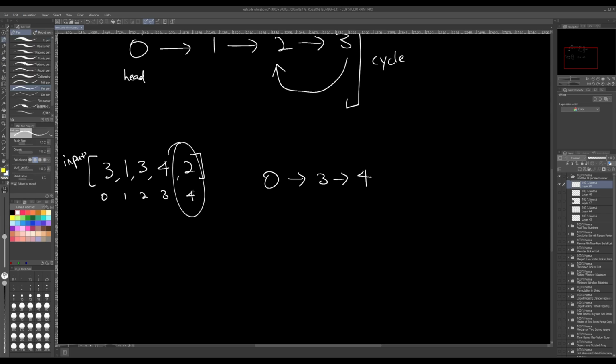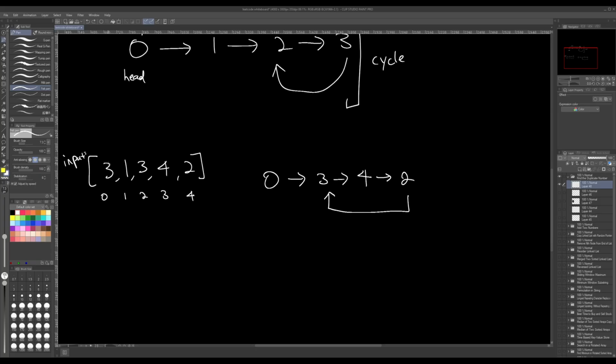And then node 4 points to node 2. And node 2 points to node 3, which we already have. Okay, right. So we represented our input array as a linked list. What's the big deal? Well, actually, we want to find which index appears more than one time in our input array. See, we have two 3s.